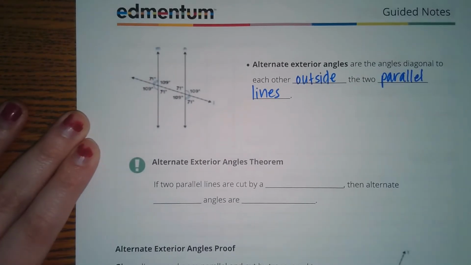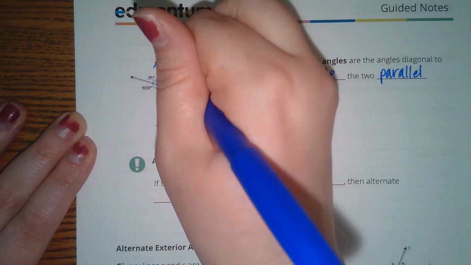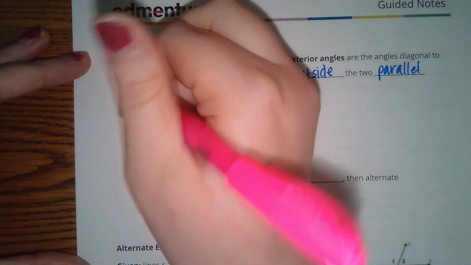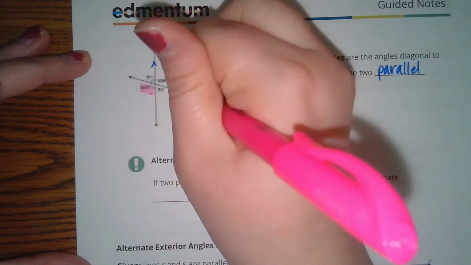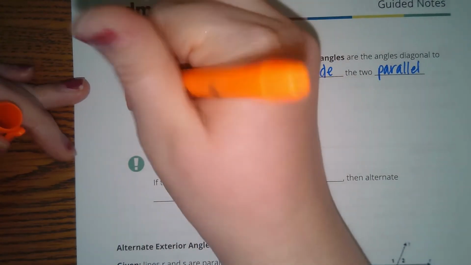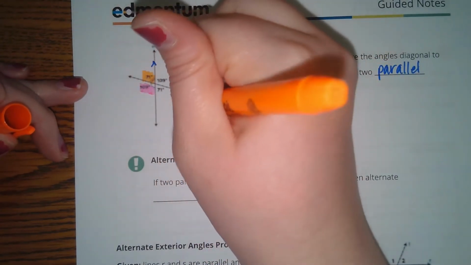So here I have this picture. My M and my N are parallel, so I'm going to mark them so I know. And then my alternate exterior angles are the angles diagonal to each other on the outside. So that's going to be like this 109 and this 109, and then my two 71s as well. So this 71 and this 71.